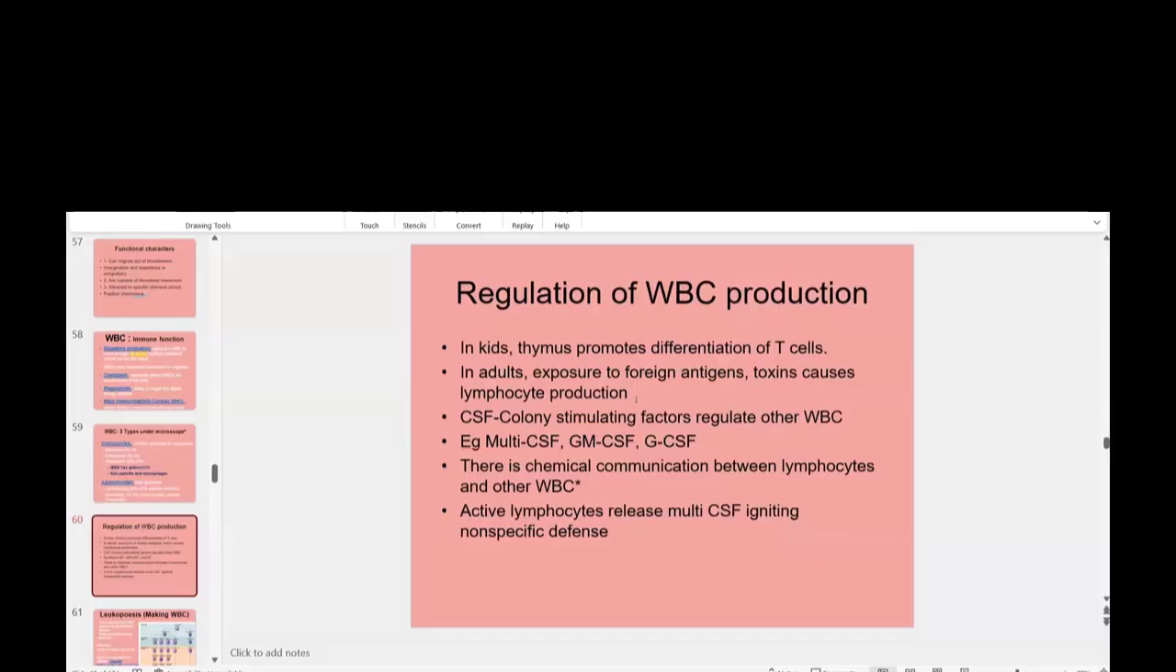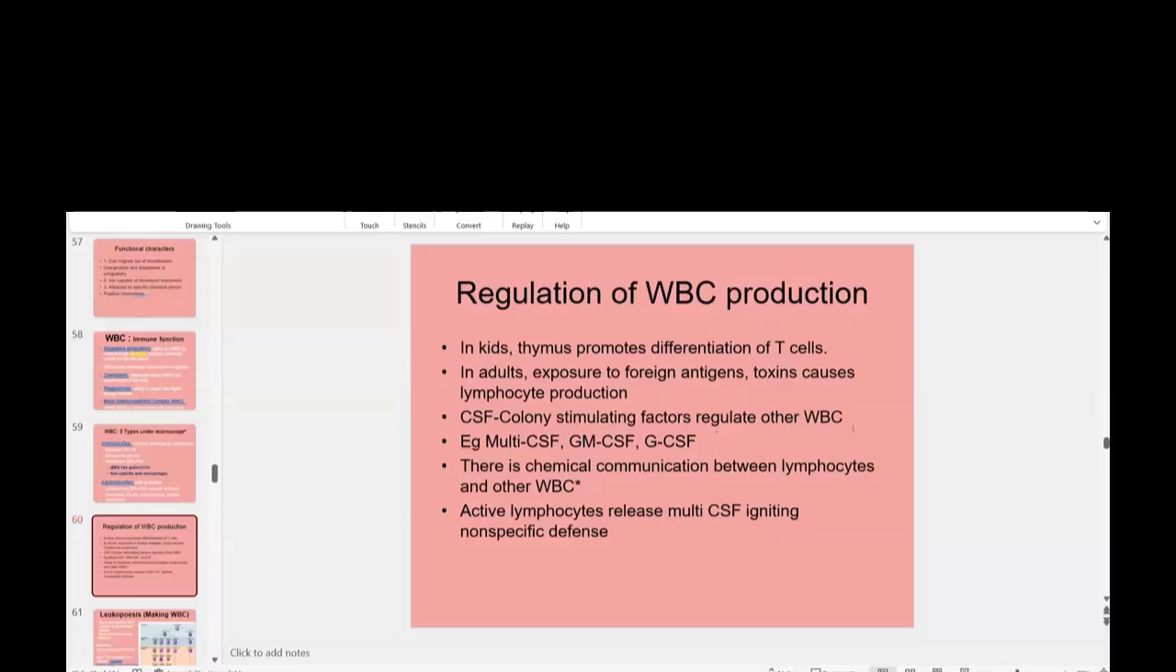Now, the CSF, that is colony stimulating factor, also helps to regulate WBC. Who are they? They could be multi-CSF, or GM-CSF, or G-CSF. So what is G? G stands for granulocyte. G-CSF means only granulocyte CSF. GM-CSF means granulocyte and monocyte CSF, and multi-CSF is a combination of all of them. These are the colony stimulating factors that regulate WBC.